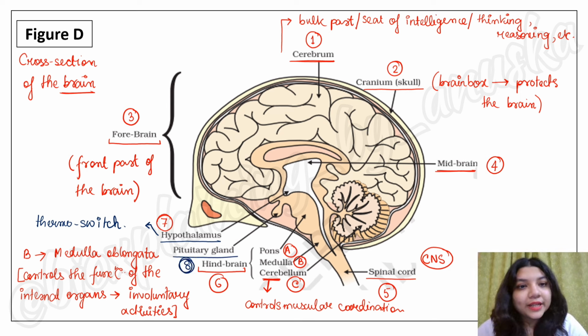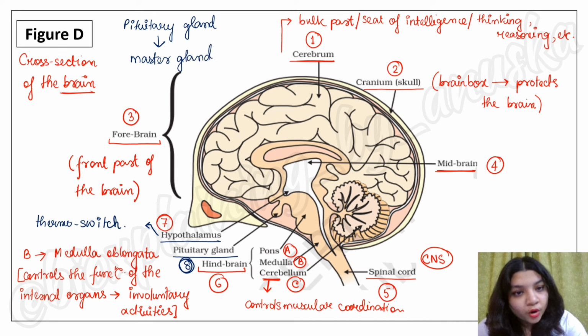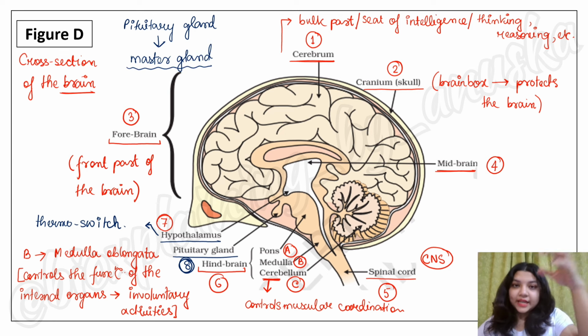So the pituitary gland, what is its role? I'll write it here on top. The pituitary gland is known as the master gland of the body. Why is it known as the master gland of the body? Because it secretes hormones which go and influence the working of the other endocrine glands, so that they can secrete their own hormones. I guess this sectioning of the brain is fully clear.